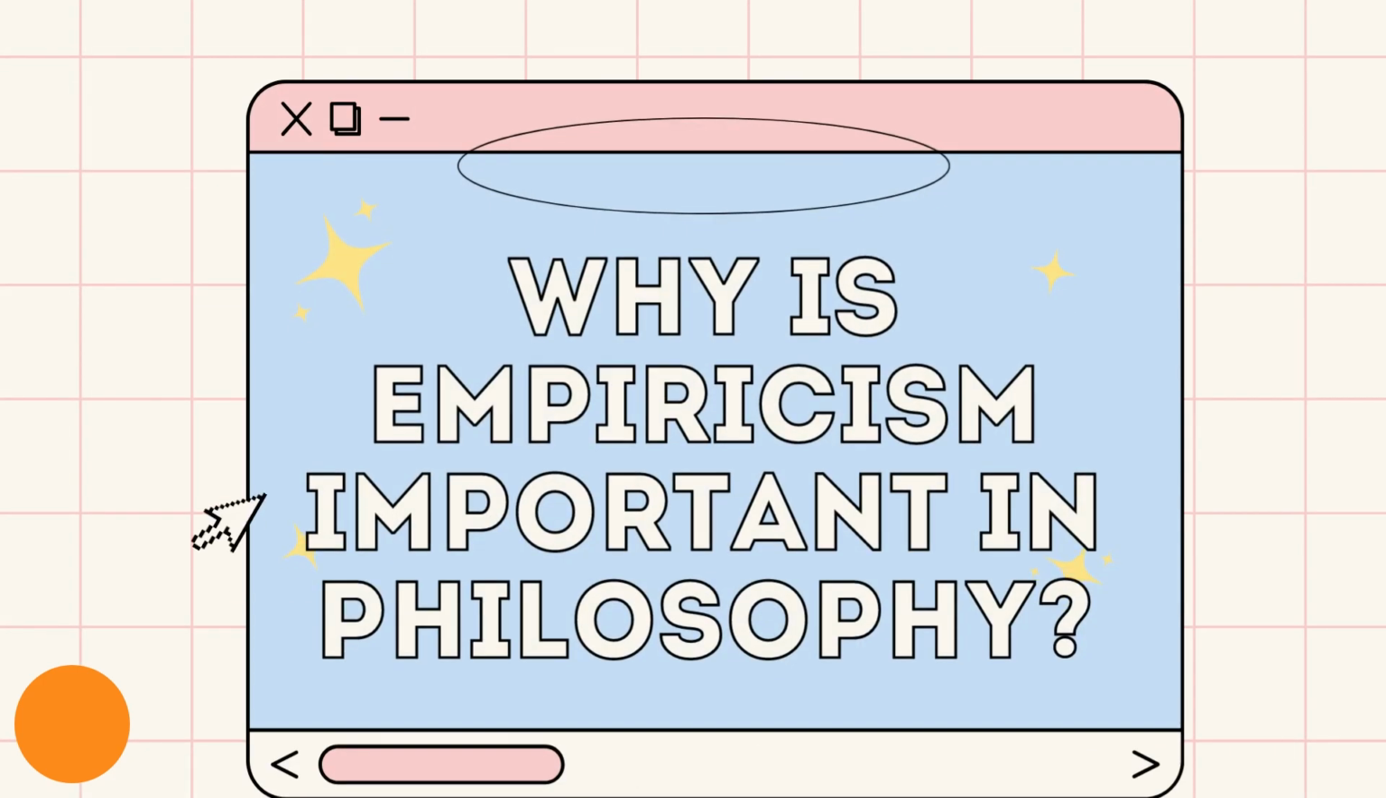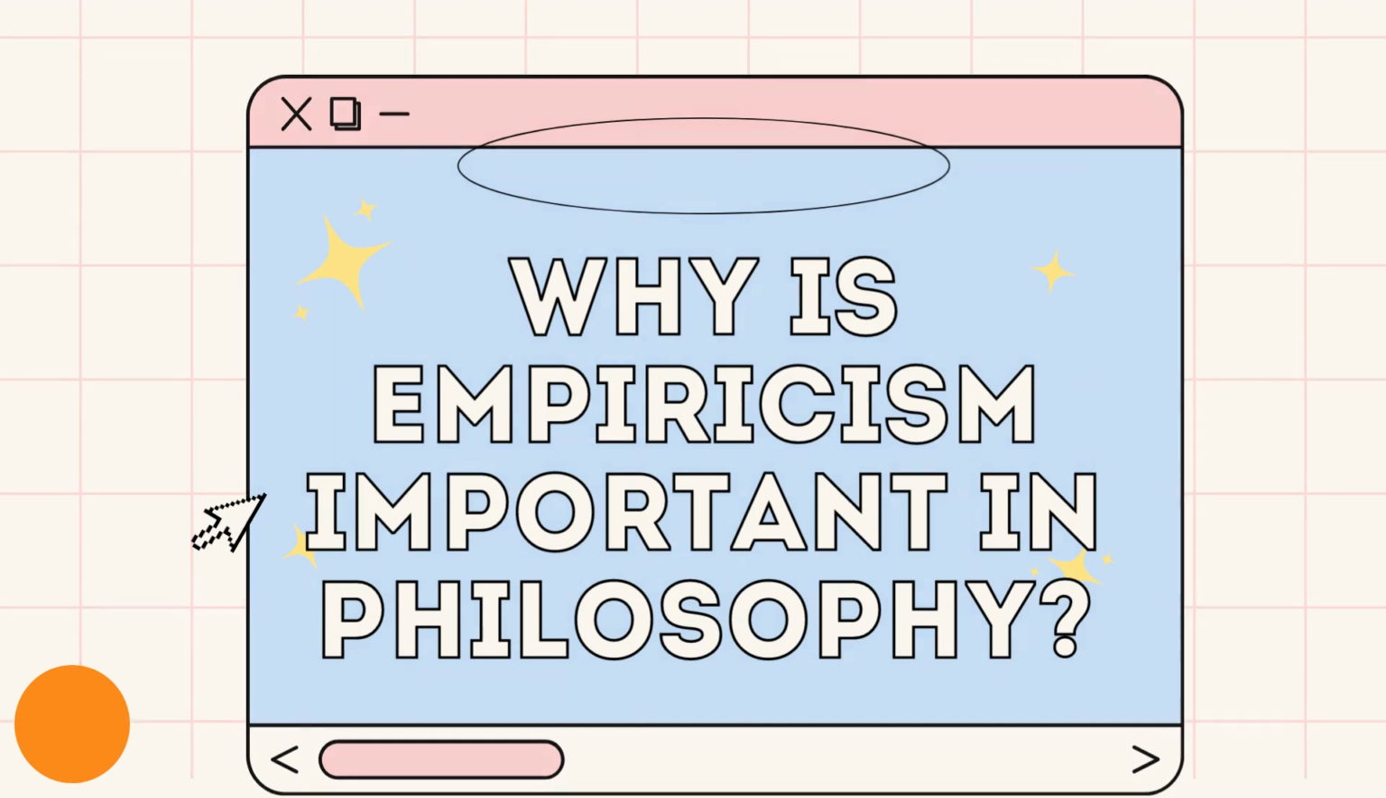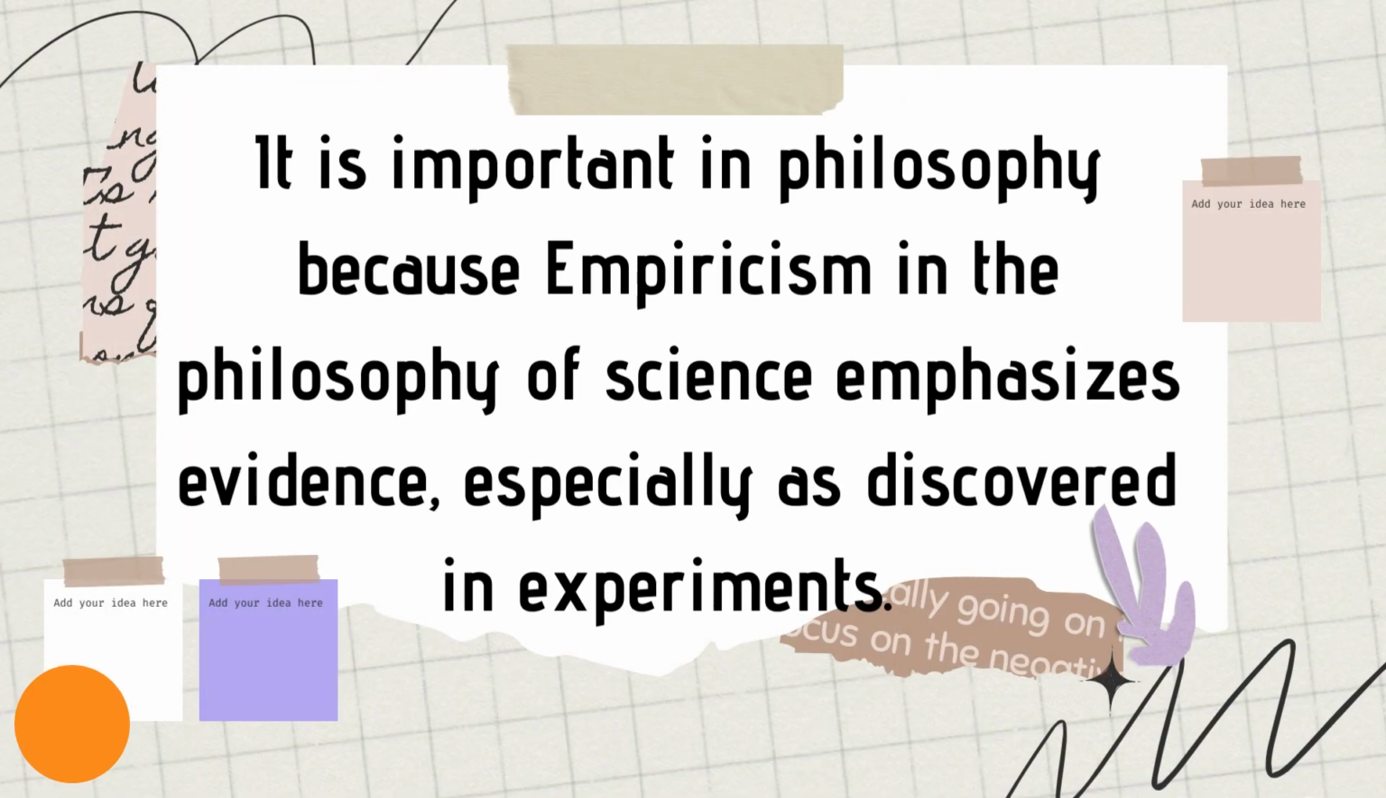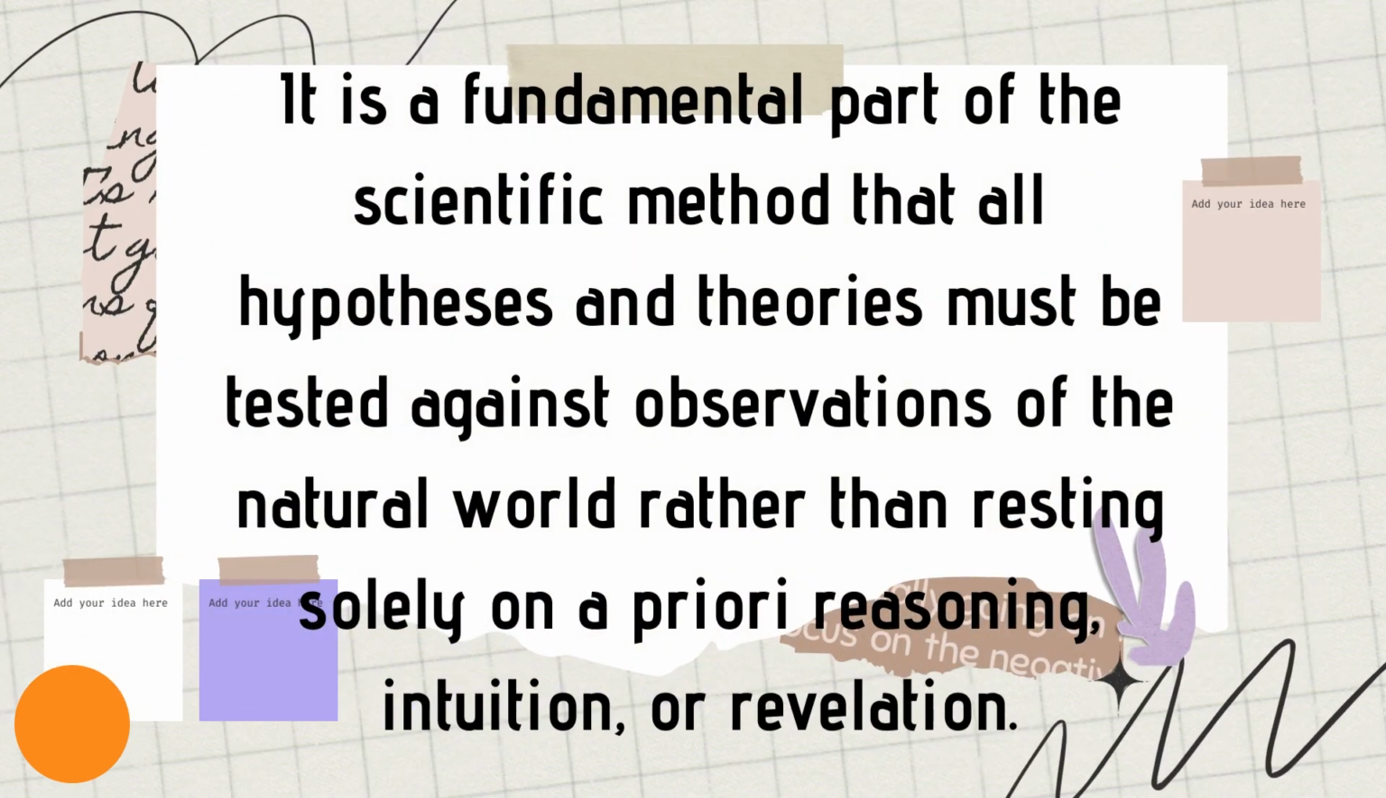Now, why is empiricism important again in philosophy? As mentioned earlier, it is important in philosophy because empiricism in the philosophy of science emphasizes evidence, especially as discovered in experiments. It is also a fundamental part of the scientific method that all hypotheses and theories must be tested against observations of the natural world rather than resting solely on a priori reasoning or a revelation.